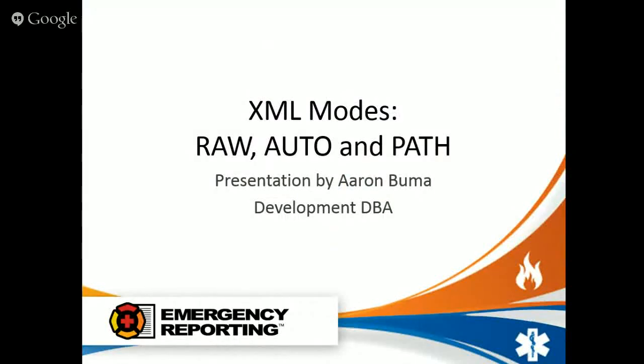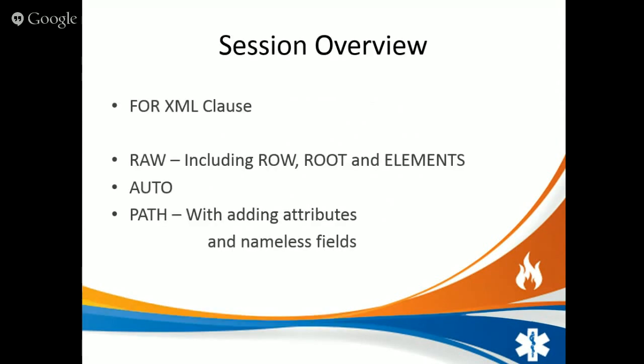All right, today we're going to cover XML modes: raw, auto, and path. Here's a little overview. We're going to work a lot of these into each of the code samples using the FOR XML clause. We're going to cover raw, auto, and path, and within each of those, we're going to cover the root, row, and elements options, along with adding your column values as attributes or as kind of nameless fields or values inside of nodes.